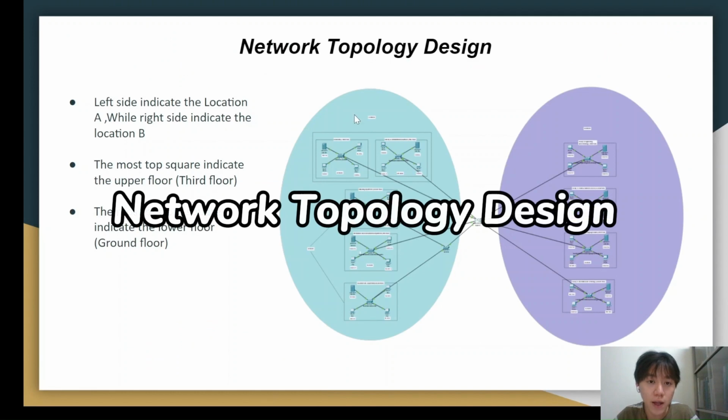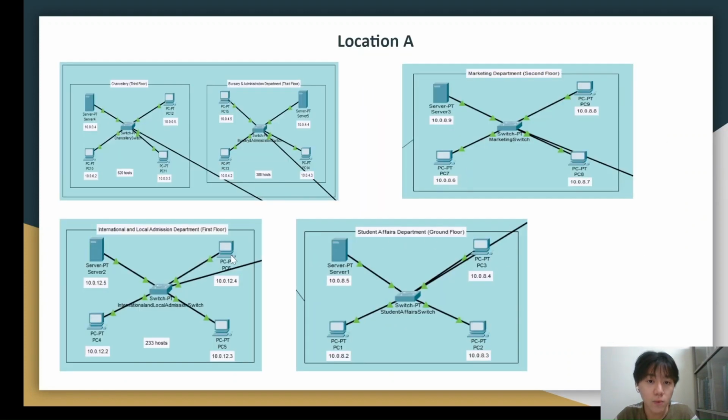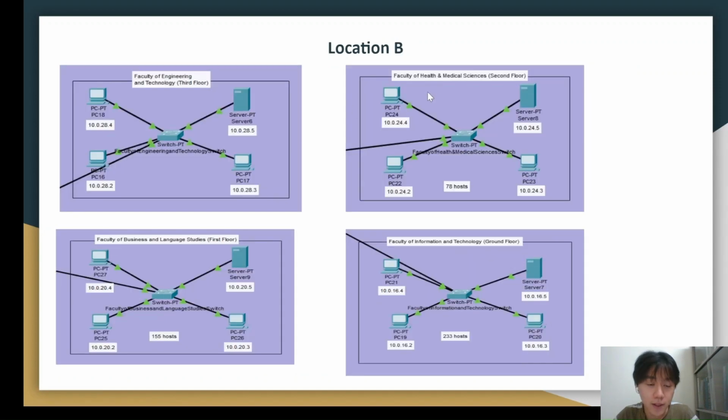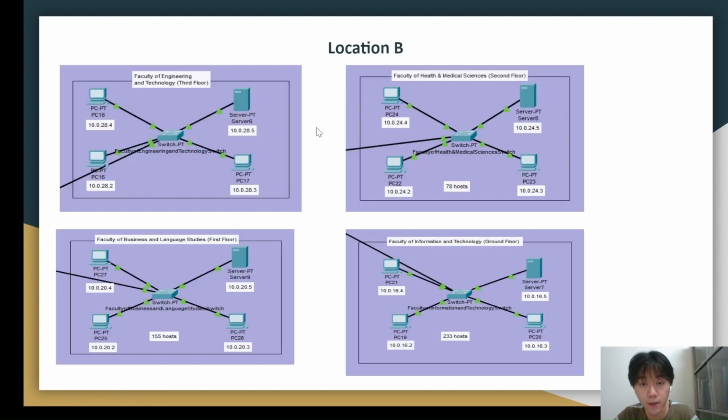This is how the network topology looks. The left side indicates location A, while the right side indicates location B. The top indicates the upper floor, which is the third floor, while the bottom indicates the lower floor, which is the ground floor. This is how each department in location A is interconnected with a switch, and this is how location B looks. As you can see, location A has 5 departments and location B has 4 faculties.